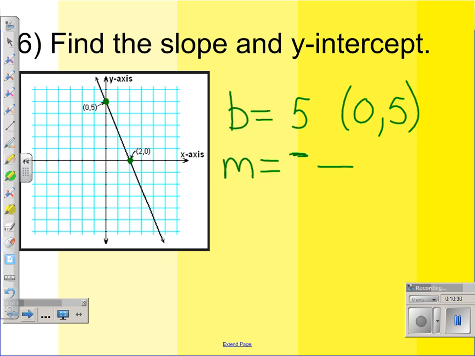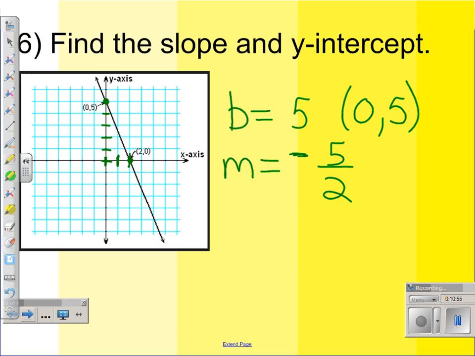So start at your y-axis. It's going down, so we're going to count down first. 1, 2, 3, 4, 5. So down 5, that's going to be negative. And then when I go right, that's going to be positive. So from this point, 1, 2, so our slope is negative 5 halves. And just leave it as an improper fraction. There's no reason to change that into negative 2.5.